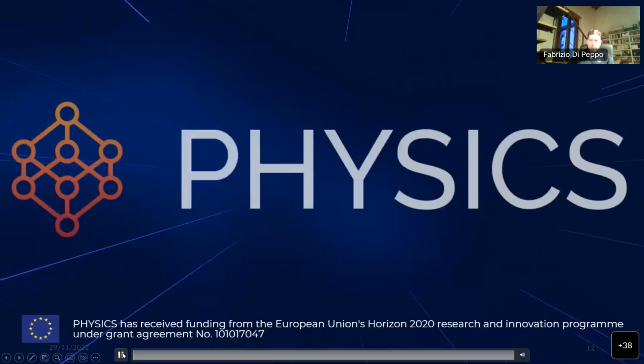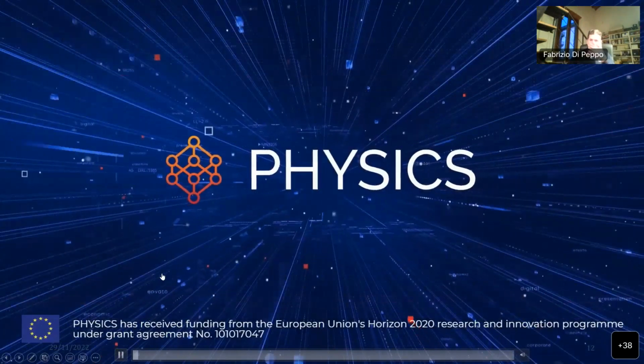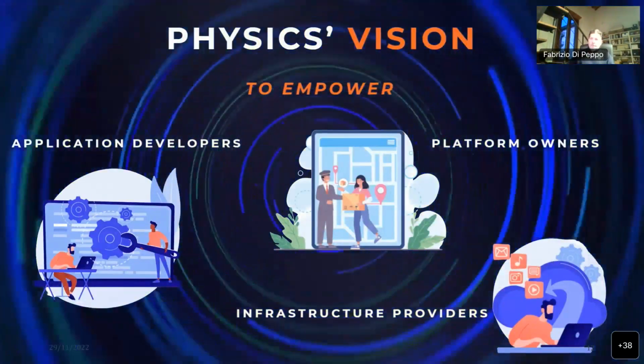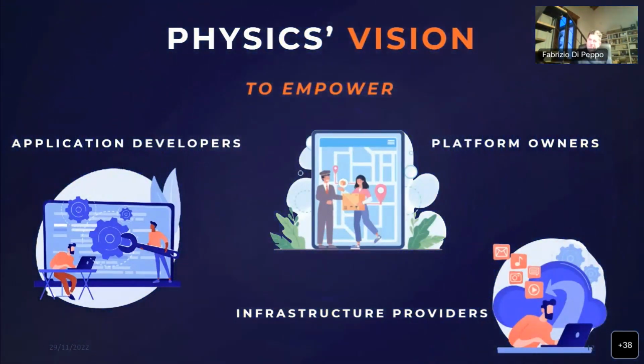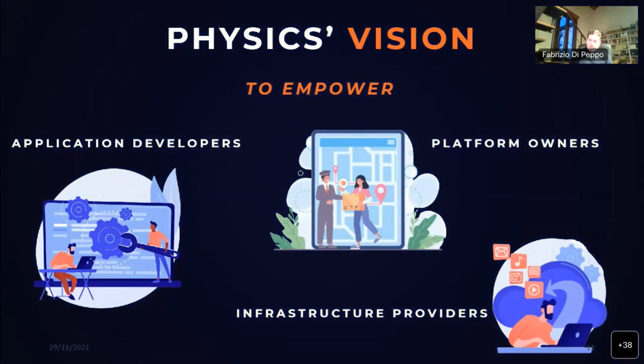The vision of the PHYSICS project is to empower application developers, platform owners, and infrastructure providers. It aims to ease application development and maximize productivity through the reuse of ready-made and abstracted programming flows, while incorporating the FaaS approach in their application structure, based on user-friendly function flow programming tools.